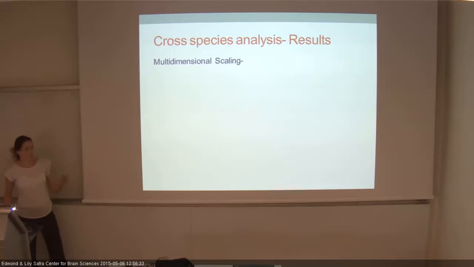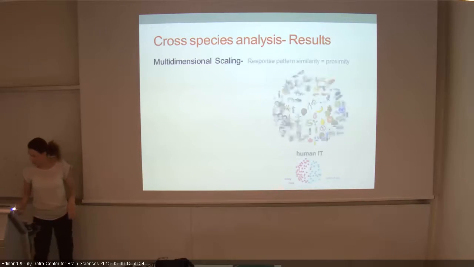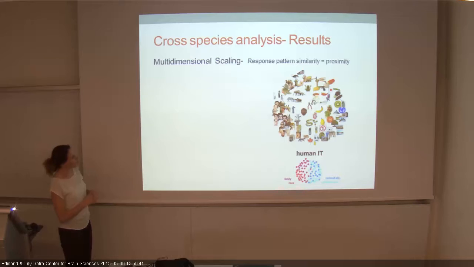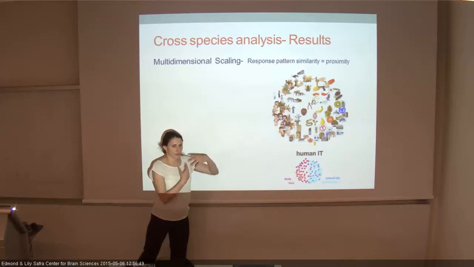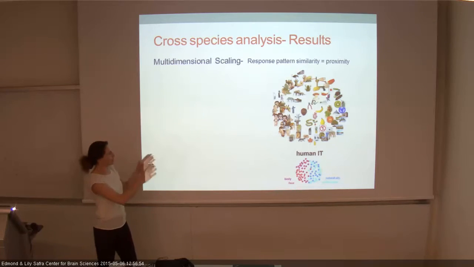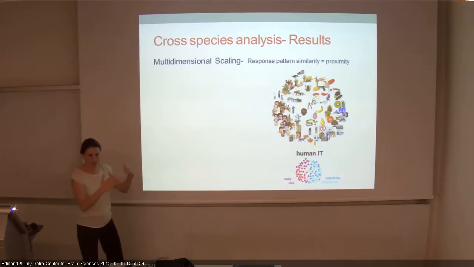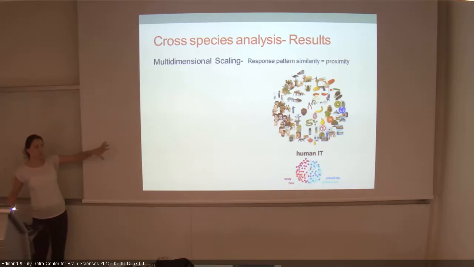So we're not now assuming the different categories. We're saying, let's take all the responses and plot the different objects in a way that pattern similarity equals proximity, okay? So an algorithm says, these two humans, the response to them was very similar, put them close together. And it's much different from the banana, so put it farther away than the banana. Now the idea here is that once you plot this, you can ask, are there really categories, right?